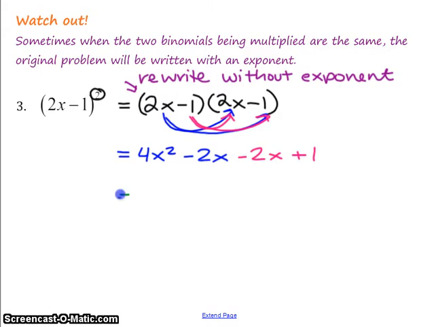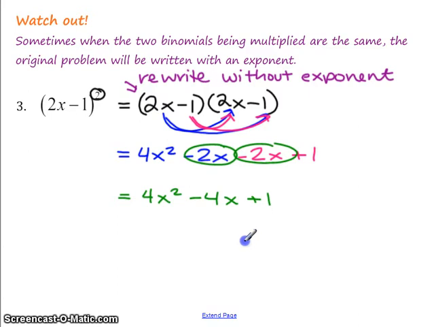We're going to combine like terms, and so there are no other x squareds, so we'll have 4x squared. There's a negative 2x and a negative 2x, which gives you negative 4x, and then there's only one constant, plus 1. So I wrote that with all my like terms combined in standard form. We're ready for our last example.